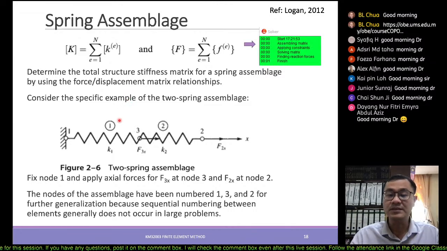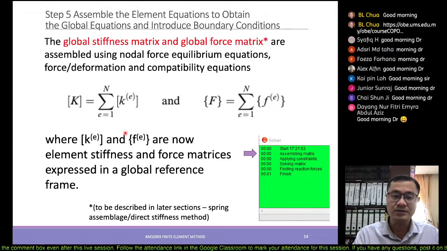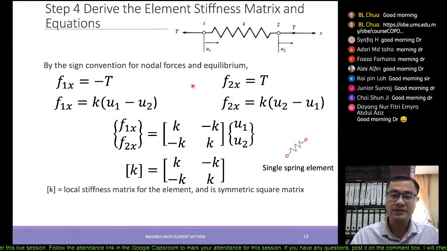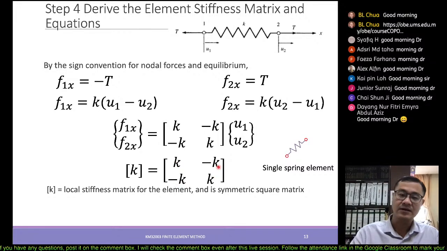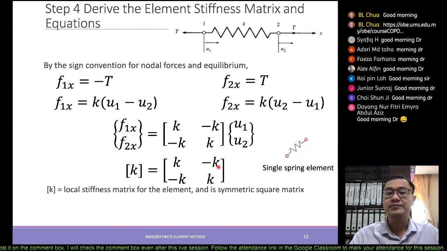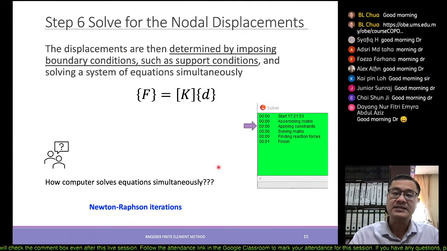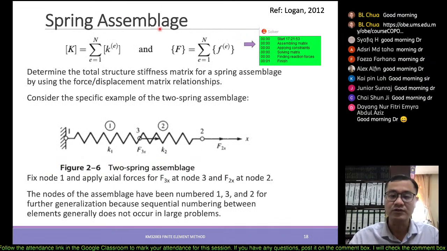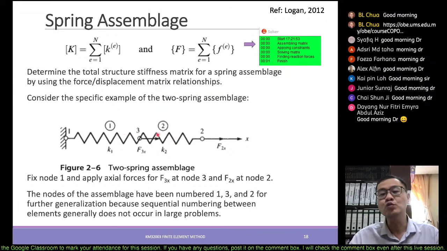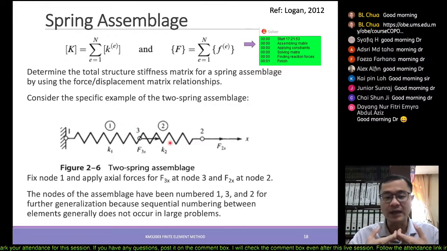So consider a simple spring system. Previously you know that for a single spring, the stiffness matrix is written in this way: k, minus k, minus k, k. So this is only for a single spring. So how can we combine them into a single assemblage, or assemble them into a single matrix? We now consider two springs and how we can combine them together.